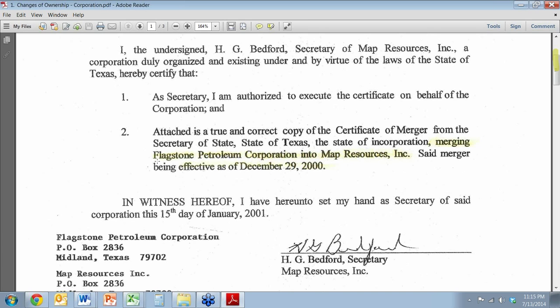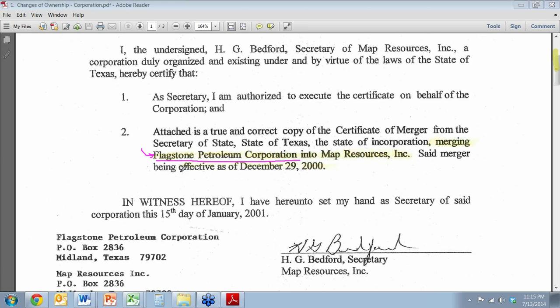So probably what I have in my records is Flagstone Petroleum Corporation. So I'm going to make sure that the spelling is correct. If it's exactly this way in my records, Flagstone Petroleum Corporation, not Flagstone Petroleum Limited or LLC or company, it's got to say exactly this. So if this is the way my company records are set up, and this is a merger into Map Resources, then I'm going to be pretty comfortable that these people are who they say they are.